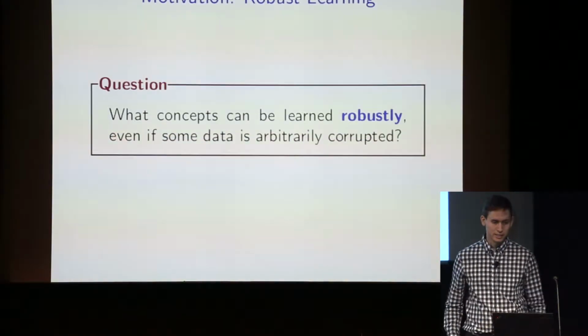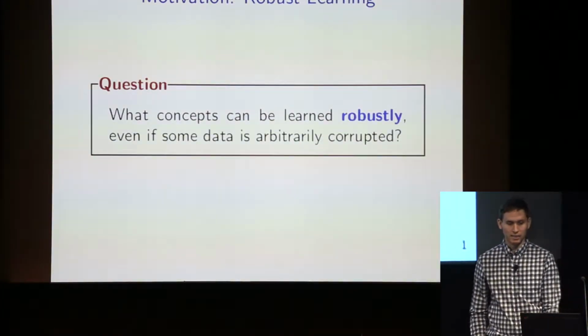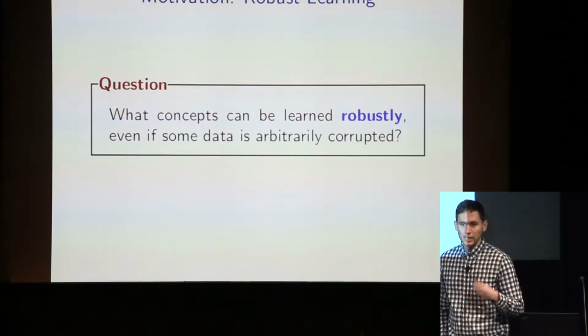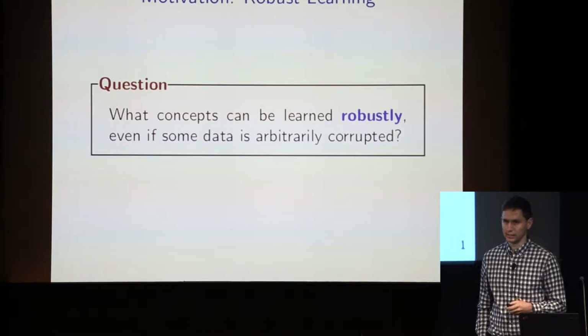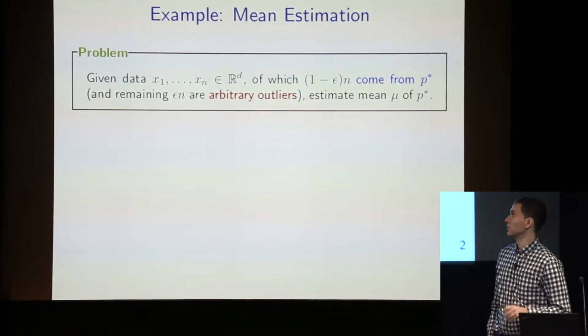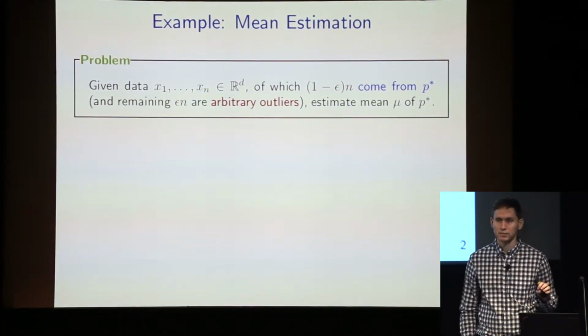So, what problem are we interested in? As Ronit said, we're interested in robust learning. We want to know, what things can we learn even in the presence of errors? We're actually going to allow the errors to be malicious. Just to make the model a bit more concrete, we're mainly going to be focused on robust mean estimation.